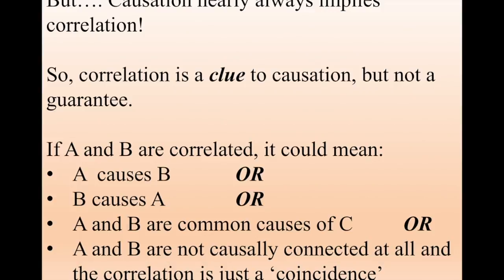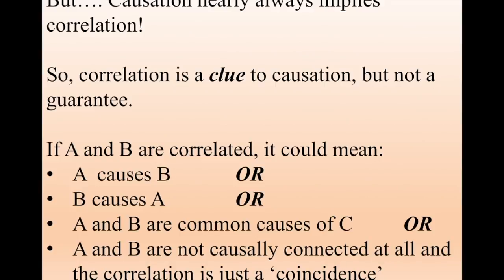Now, while correlation never entails causation, the other way around, causation nearly always implies correlation. Almost always. There's some very special technical cases where it won't, but in almost every practical case, causation does imply correlation. So one way of thinking about the relationship between causation and correlation is that correlation is a clue to causation, but not a guarantee.